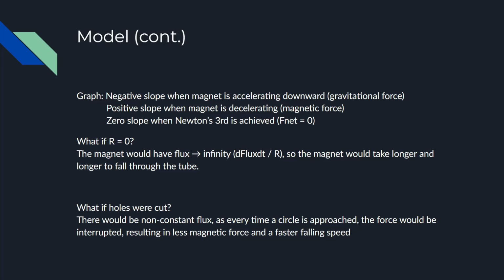So what if the resistivity of the tube of aluminum foil was equal to 0? The magnet's flux would approach infinity, as the equation is d flux dt over R. And so this would ultimately mean that the magnet would take longer and longer to fall through the tube. And then if there were holes cut through the tube of foil, there would be a non-constant flux, as every time you approach one of these holes or one of these circles, the force would end up being interrupted. This ultimately means that there is less total magnetic force and a faster falling speed.